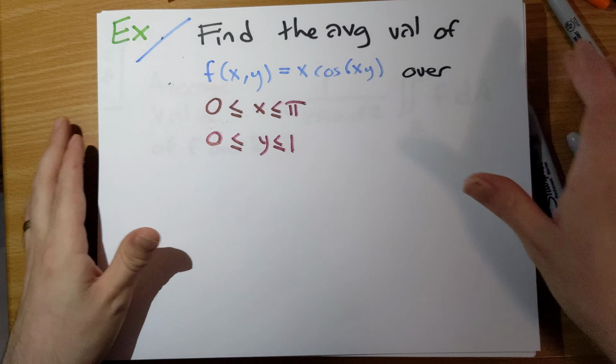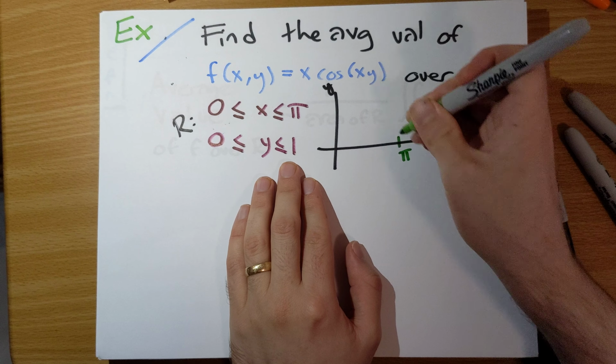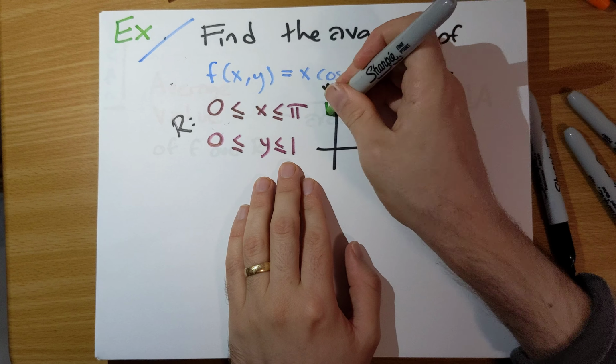So, without further ado, let's do an example. Find the average value of f of xy equals x times cosine xy over the region R, where x runs from 0 to pi and y runs from 0 to 1. First, let's draw a very quick picture. This is a pi by 1 rectangle, and so the area of R, pi times 1, is pi.